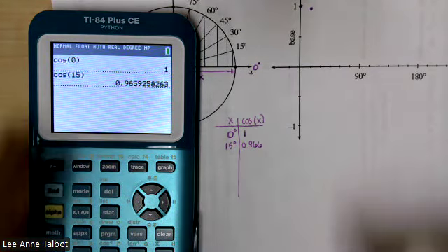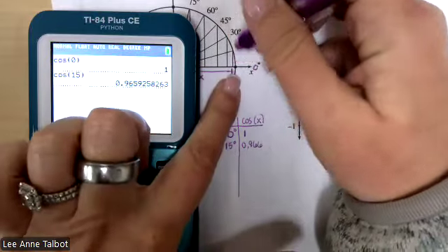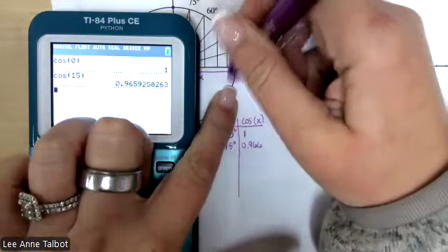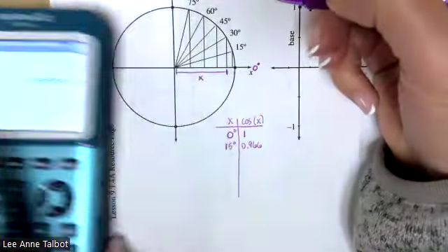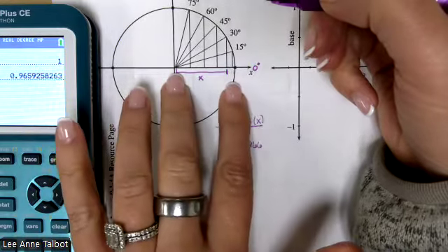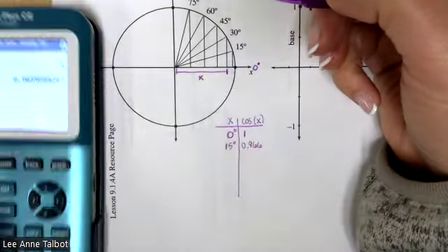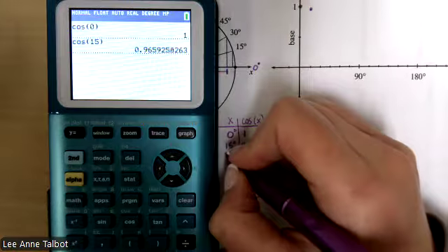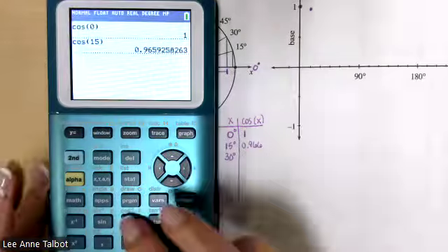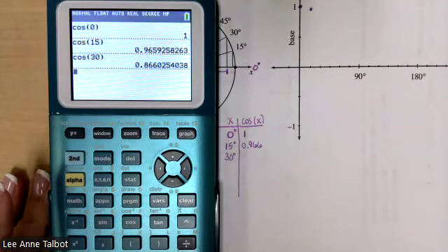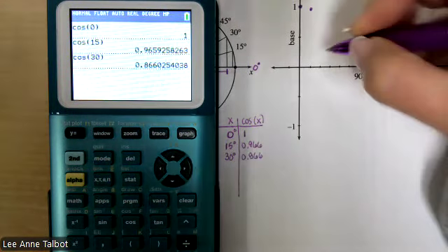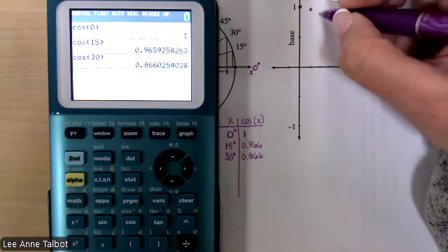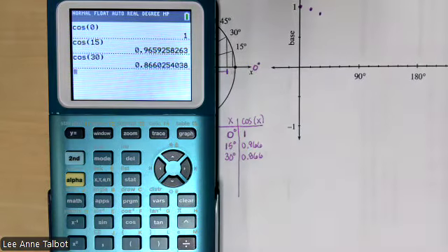All right, let's keep going. So if this is 0.966, what does this look like? Okay. Let's see. Cosine of 30 degrees, 0.866. I'm really hoping that you're starting to be like, oh yeah, these numbers sound familiar.